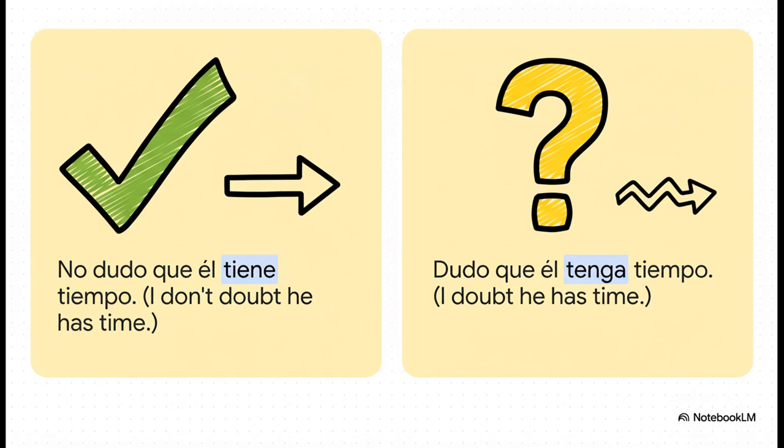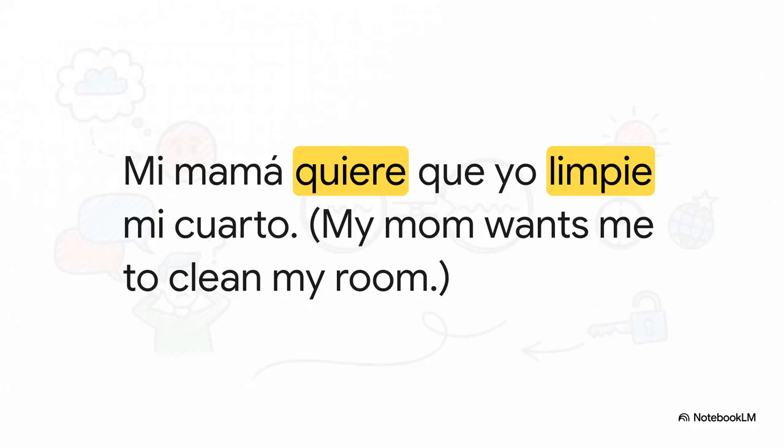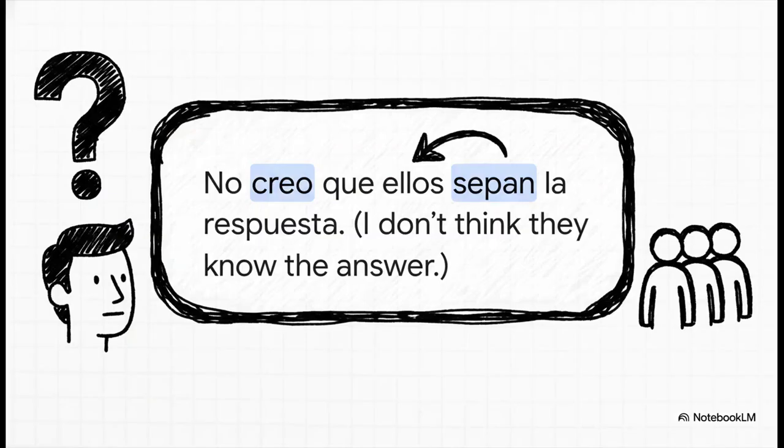How cool is that? And here's a perfect example of that desire trigger we talked about. My mom has a wish. Her wish is for me to do something. So that little phrase, mi mamá quiere que, immediately triggers the subjunctive for the next verb. And that's why limpiar becomes limpie. And one more for the road, this time using that doubt trigger with one of our irregular verbs. No creo que. I don't think so. I'm not sure. Because I'm expressing uncertainty, the verb saber, to know, has to flip to its irregular subjunctive form, sepan. It perfectly captures that I'm not sure about what they know.